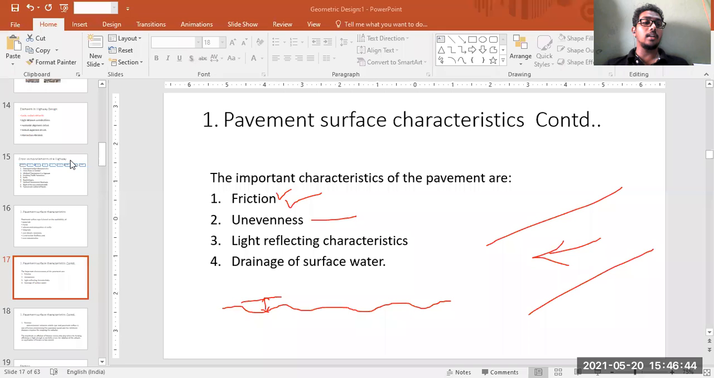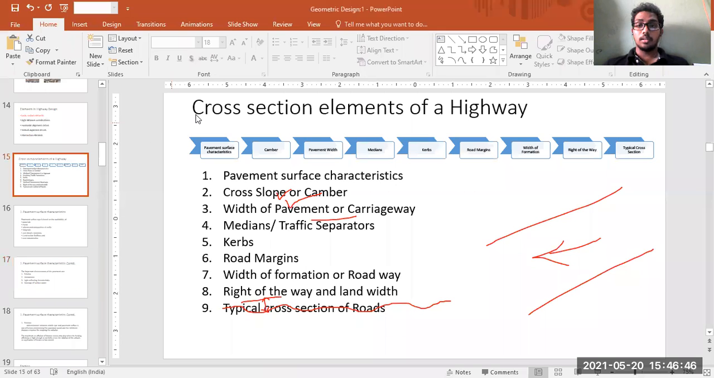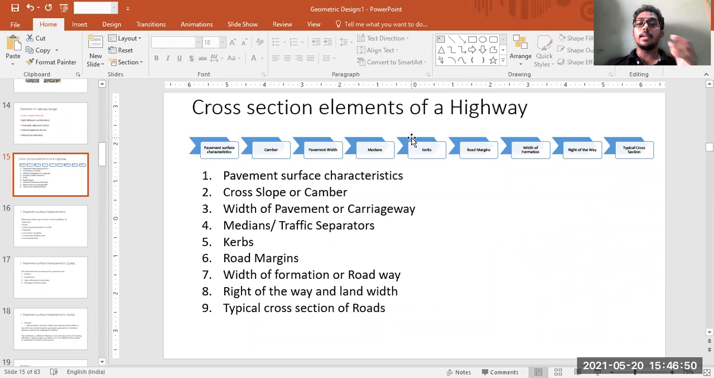Guys, I have taken a lot of time for you. Now, because there are many more elements, you guys will get confused. So for that reason, I have developed this timeline. So what does this timeline mean?